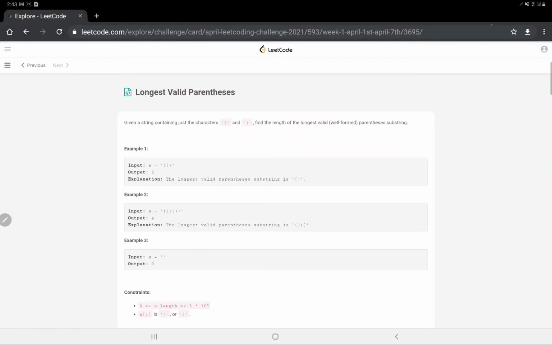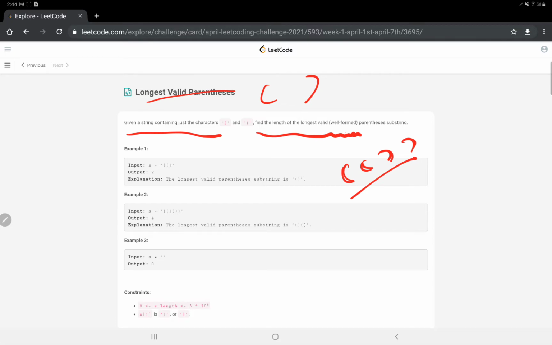And the question for today is longest valid parenthesis. Given a string containing opening and closing parentheses, we have to find the longest valid parenthesis substring. What valid means is that there should be an equal number of opening and closing brackets. If there are two opening brackets, then there should be two closing brackets. What we have to return is the length of the longest valid substring. So in this case it's 4.